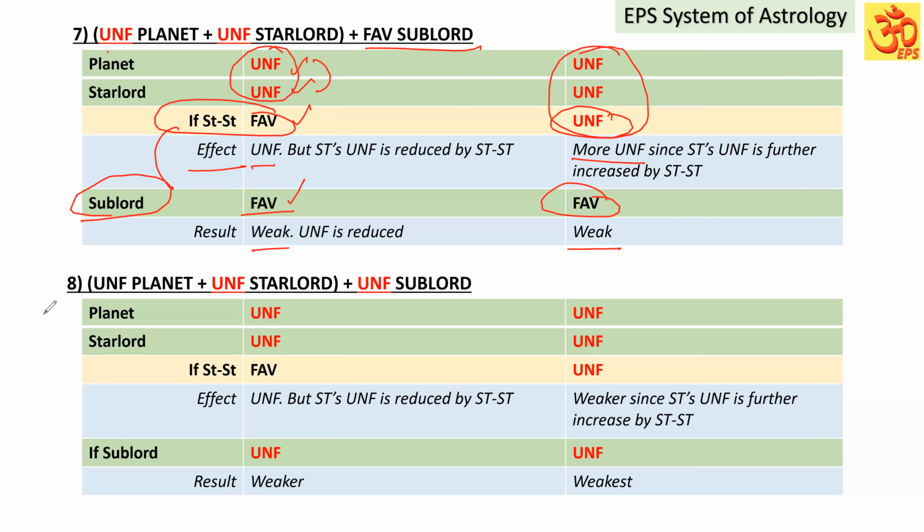Now the last combination: planet is unfavorable, star lord also unfavorable, and sublord also unfavorable. You can see the planet and star lords, all are unfavorable. Obviously, it is going to be weaker only. Both are going to be weaker, but based on the star lord's strength, the weakness level can be increased or decreased.